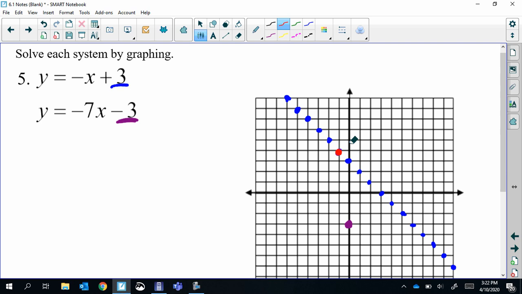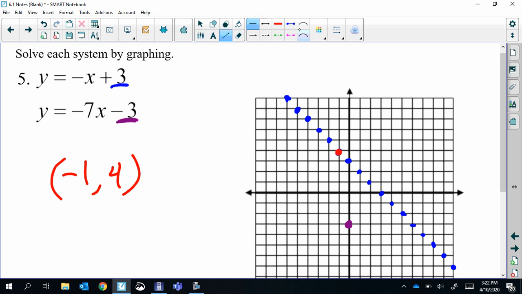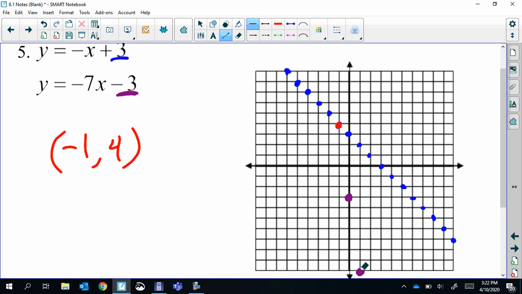Without even drawing the actual lines, you could, of course, draw the straight lines, but that's our solution, negative 1 comma 4. The solution is just where the lines intersect.